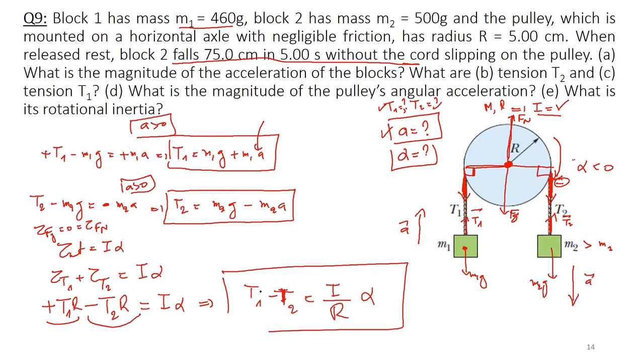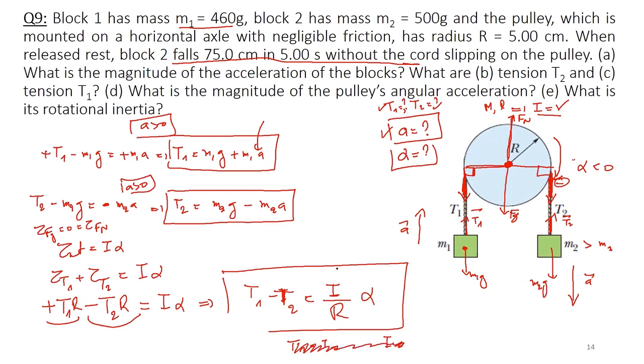And you see, this is what we used to have. Before, we used to say that the pulley is massless. If the pulley is massless, I is equal to 0, and I say that T1 is equal to T2. If the pulley is massless, the moment of inertia is 0, and the tension here is equal to the tension here. But now the pulley is not massless anymore. So that means that T1 minus T2 is equal to I divided by R alpha.